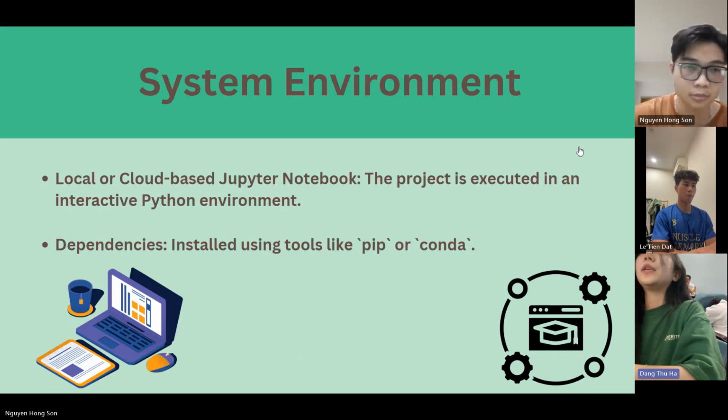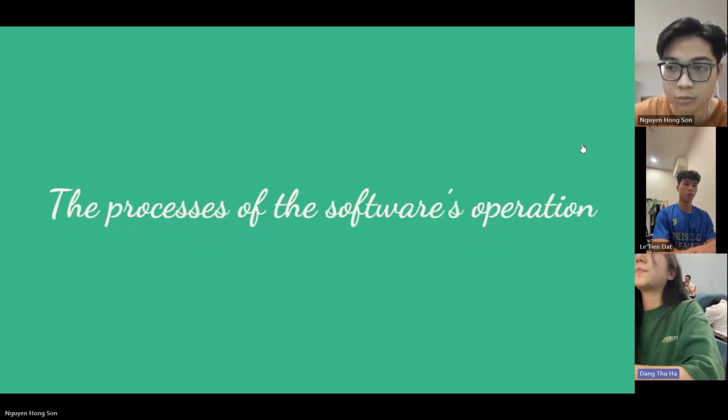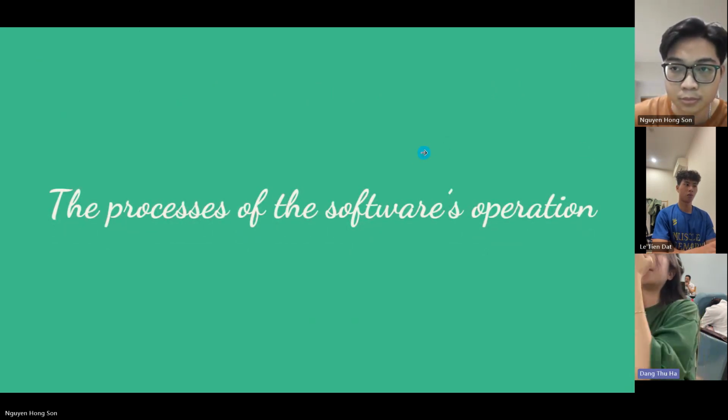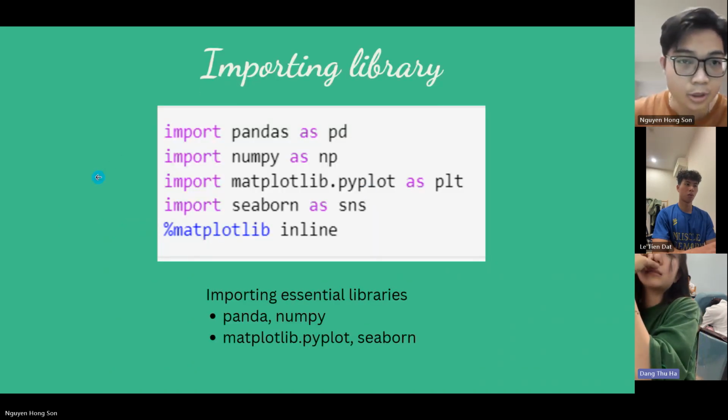The last technology we use is the system environment, a local or cloud-based Jupyter Notebook. The project is executed in an interactive Python environment, and the dependencies are installed using tools like pip or Conda. The next part is the process of the software operation. Our partner will continue this part.